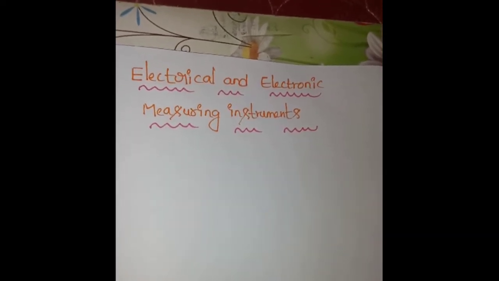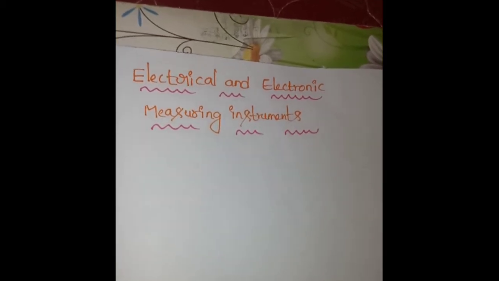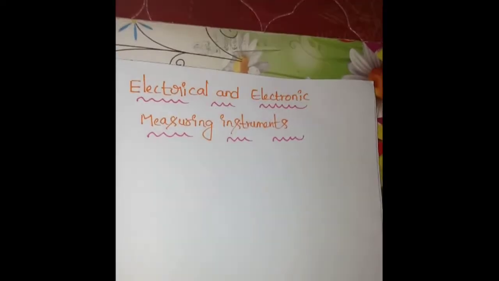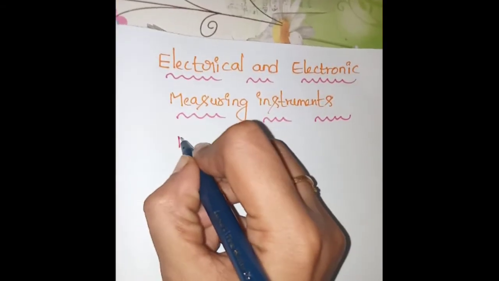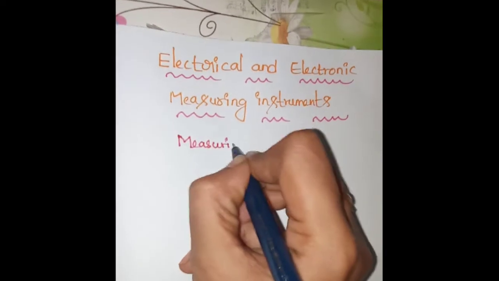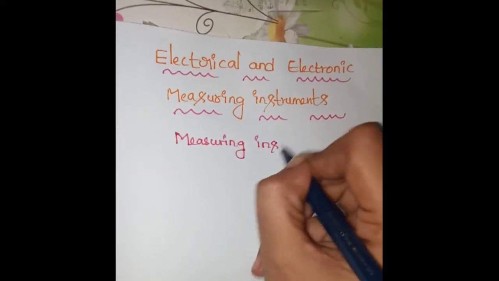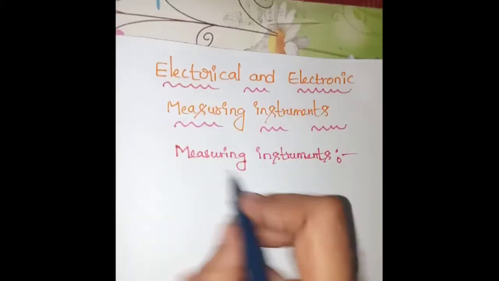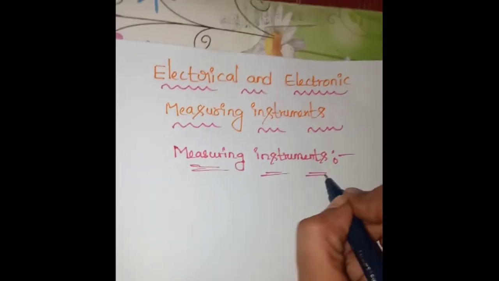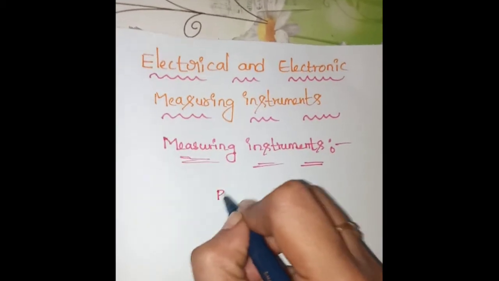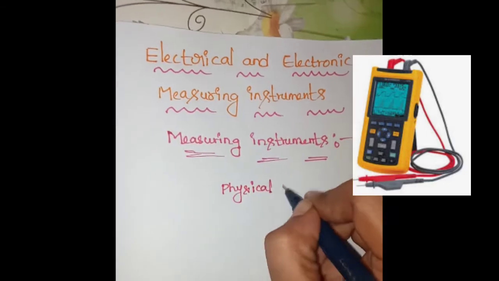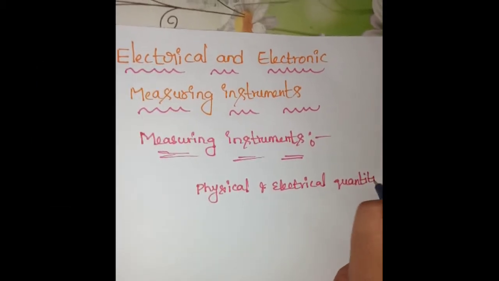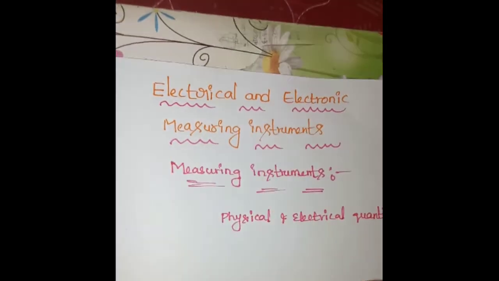First, I will explain what a measuring instrument is. The measuring instrument is used for measuring physical and electrical quantities. It is known as a measuring instrument.